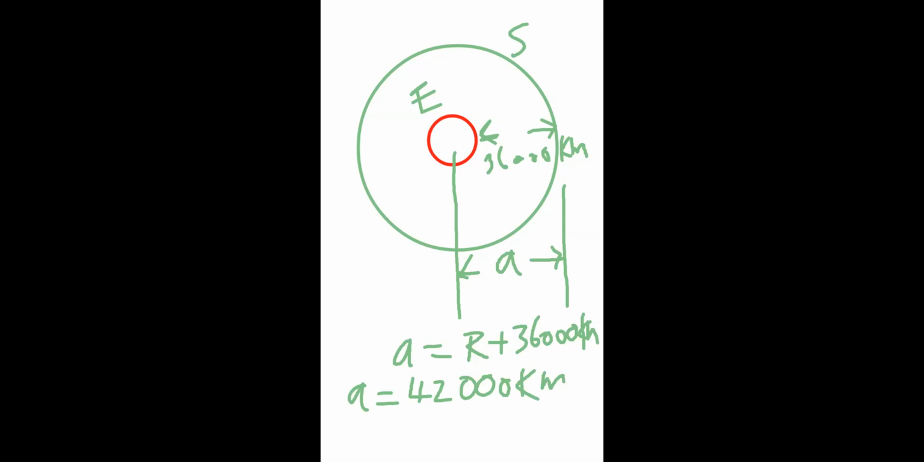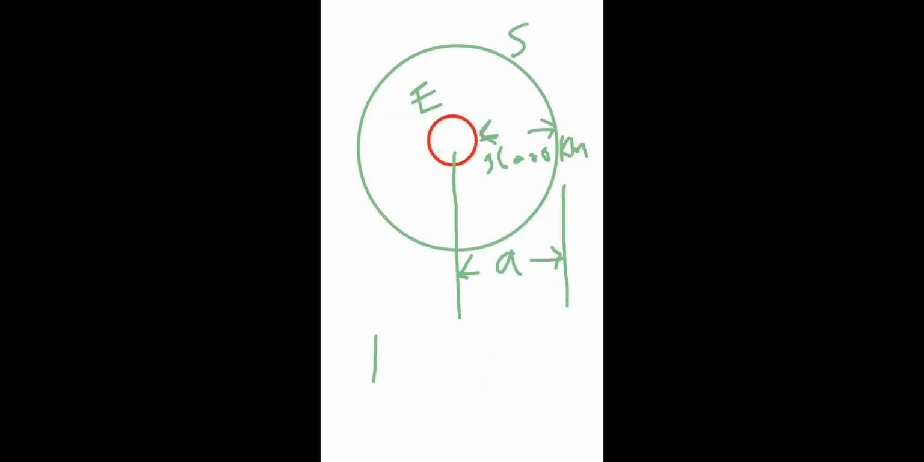Now you know what A is. A is the radius of the orbit, so the total diameter of the orbit is 2A. Next, what is the orbit time? Orbit time means the satellite orbit time: how much time the satellite takes to complete one rotation?